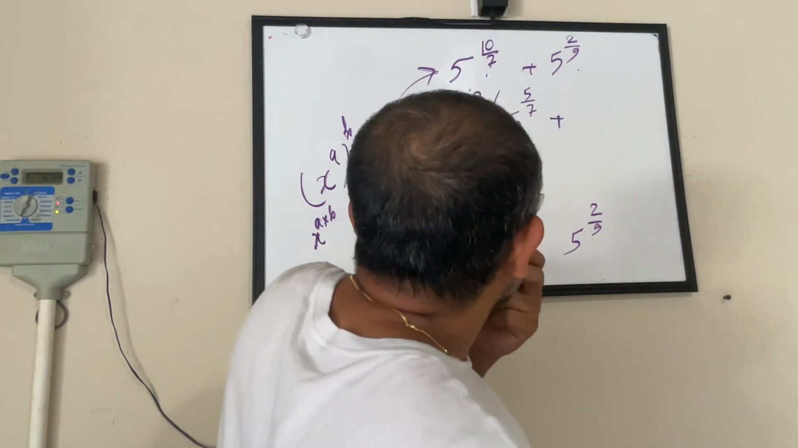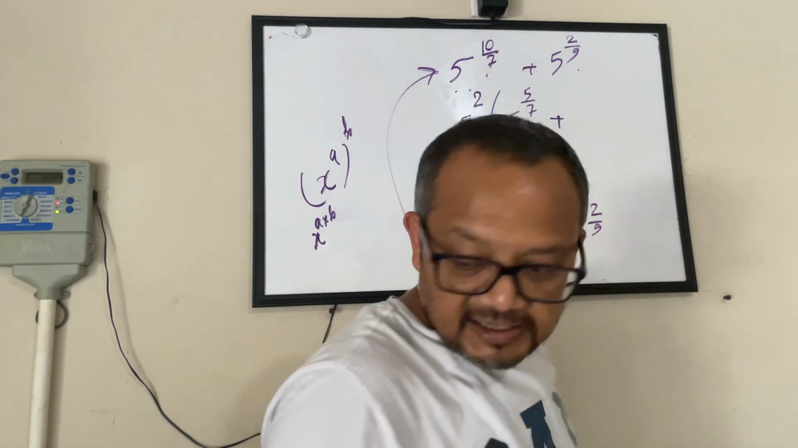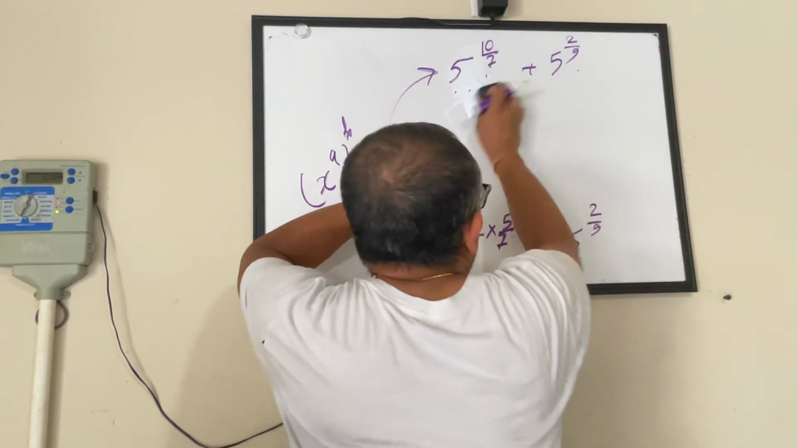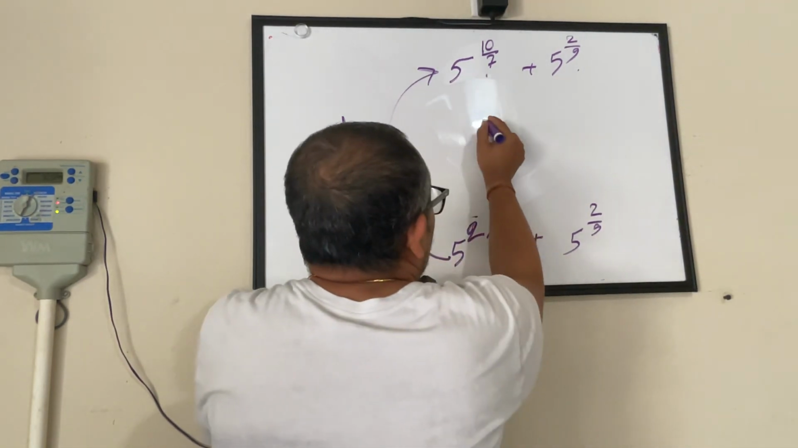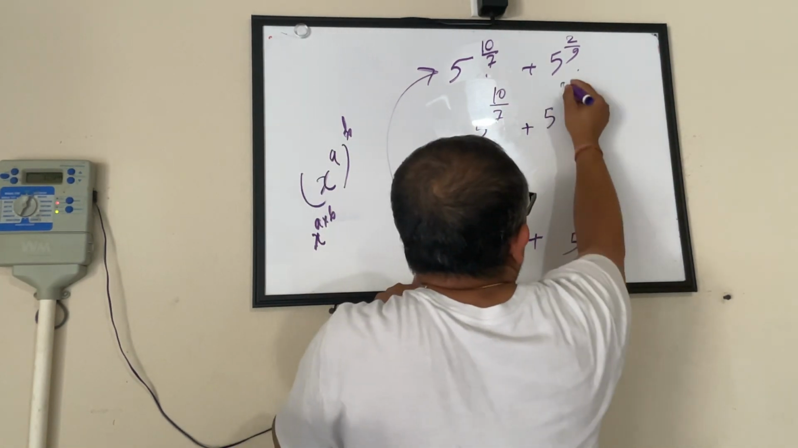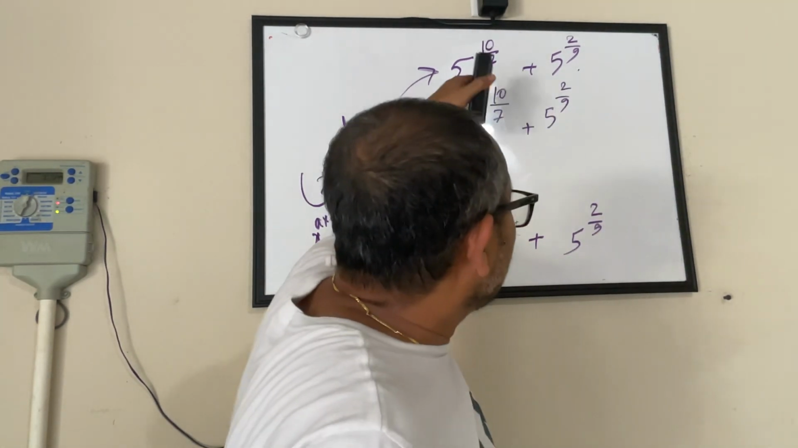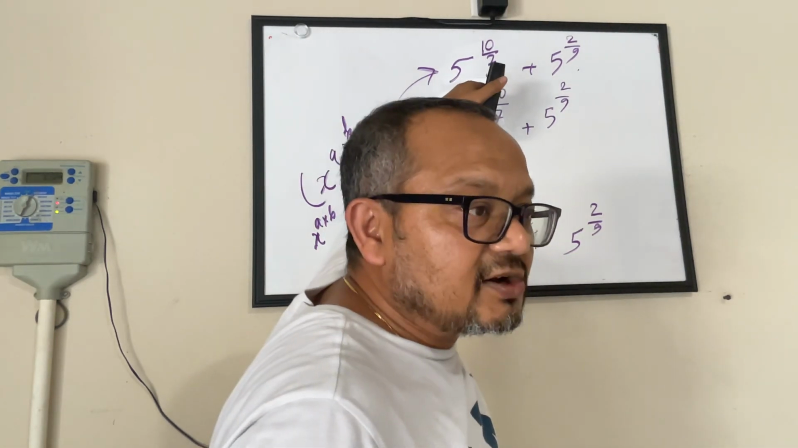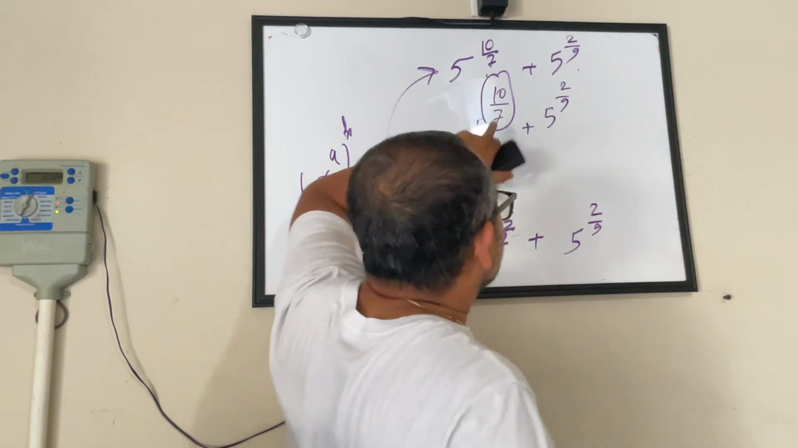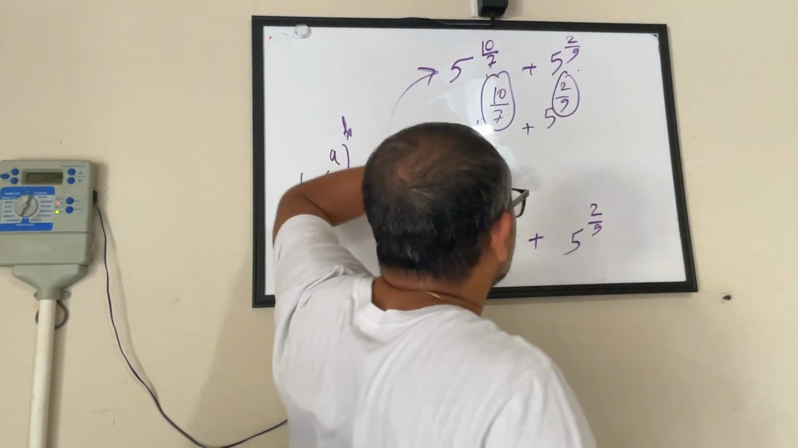Okay, so here is the thing. I am not going to do it like this. 5 to the power 10 by 7 plus 5 to the power 2 by 9. Now, which one is bigger? Which value is bigger, 10 by 7 or 2 by 9? 10 by 7 is bigger, right?